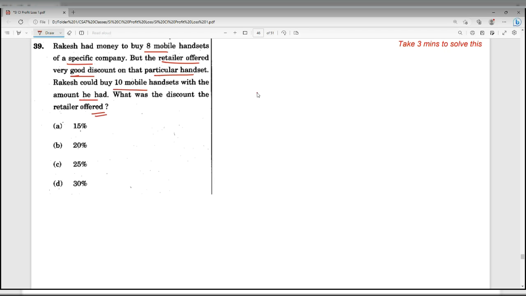So initially he had the money for 8 mobile handsets. So the initial price for the mobile, let it be P. And after the discount, the discounted price, let it be P1. After the discount, this is the price, P1.